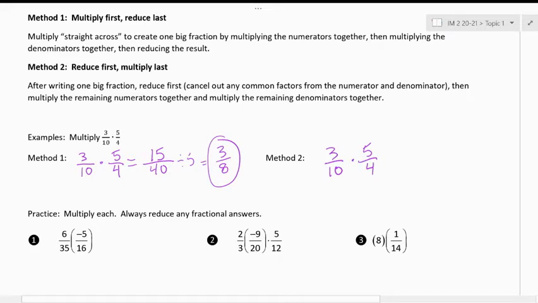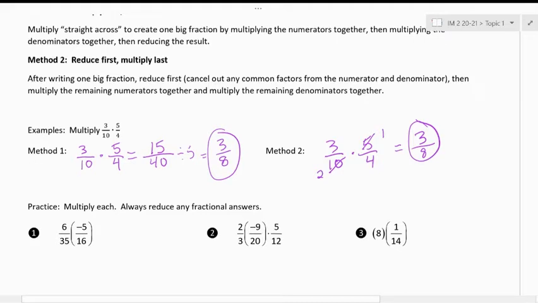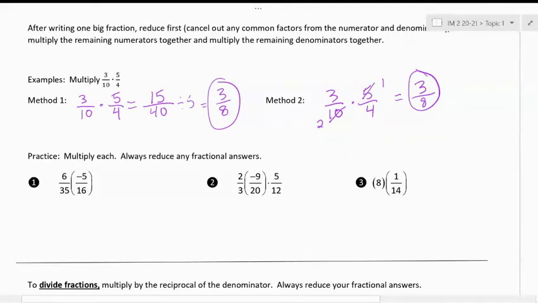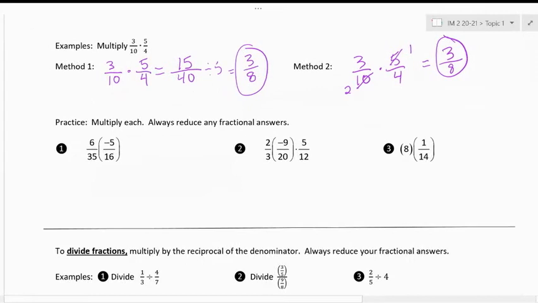If we were to do it the other method, where we simplify first, nothing goes into 3 and 4. So we're cross simplifying. Now 10 and 5, we know 5 goes into both of those. 5 goes into 5 once, and 5 goes into 10 twice. Now we multiply across. 3 times 1 is 3. 2 times 4 is 8. And we got the same exact answer as method 1. So it doesn't matter how you do it. Most likely we'll be using a calculator to multiply across, so it doesn't really matter.